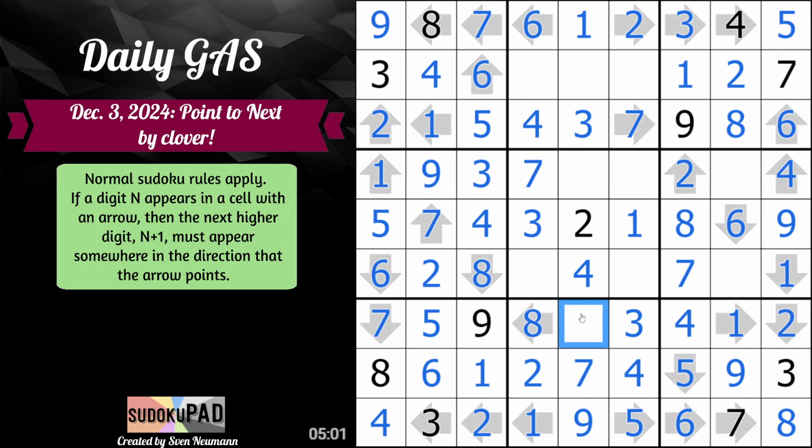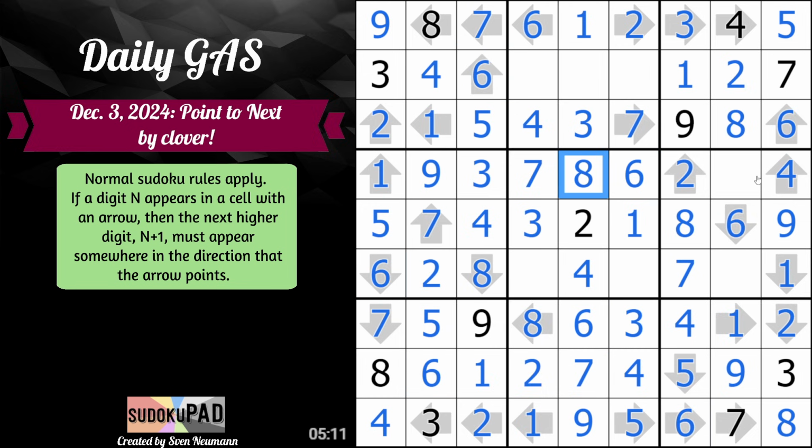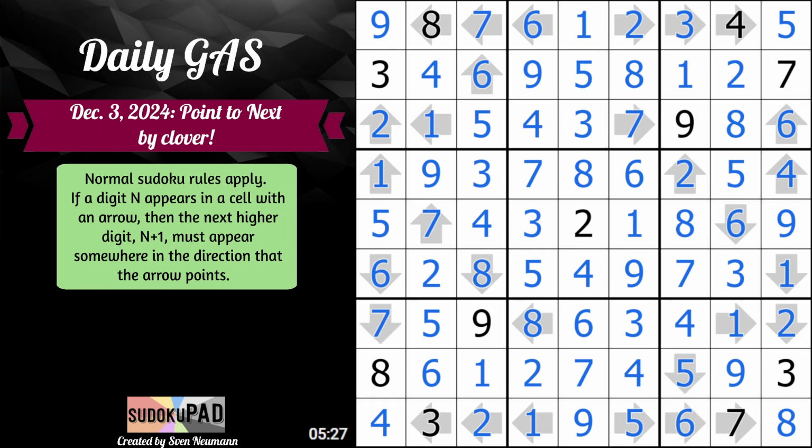What are we missing here? 3 and 6. 6 leaves us with 6. Across we need 8 and 5. This must be 8. This must be 5. 5, 3. And then, why am I blanking here? What are we missing? 9 and 5. This is 5. This is 9. 9 gives us 9. Gives us 5. Gives us 8. And we are done in 5 minutes and 27 seconds with Point to Next by Clover.